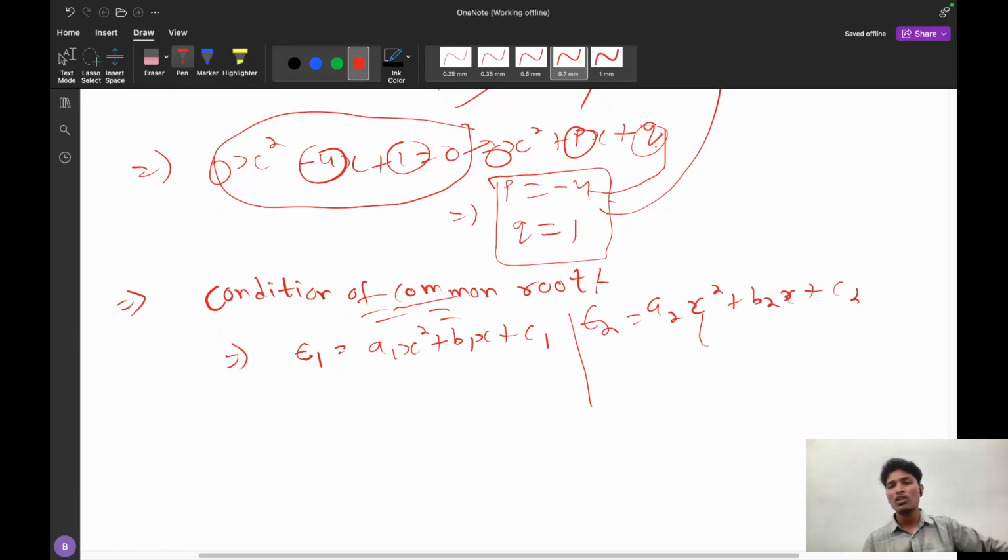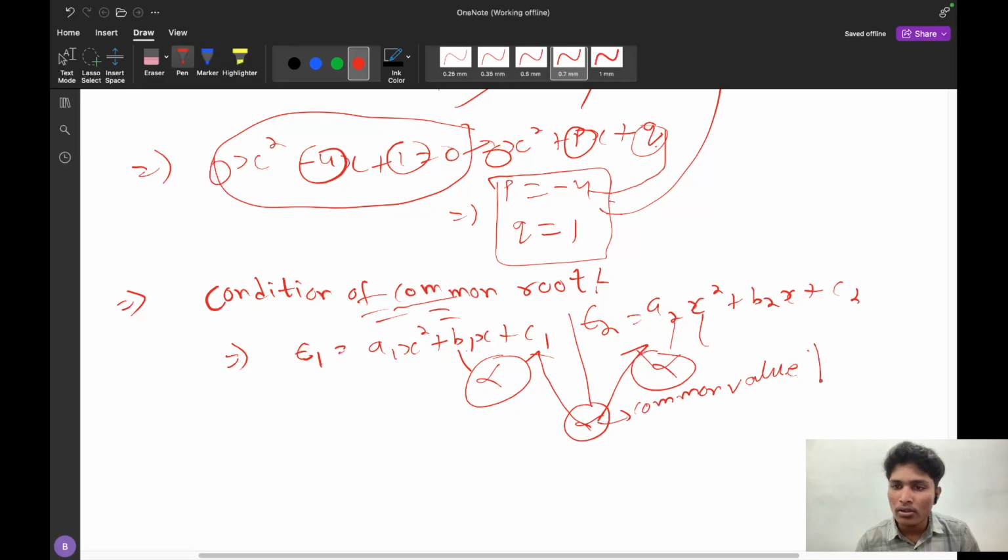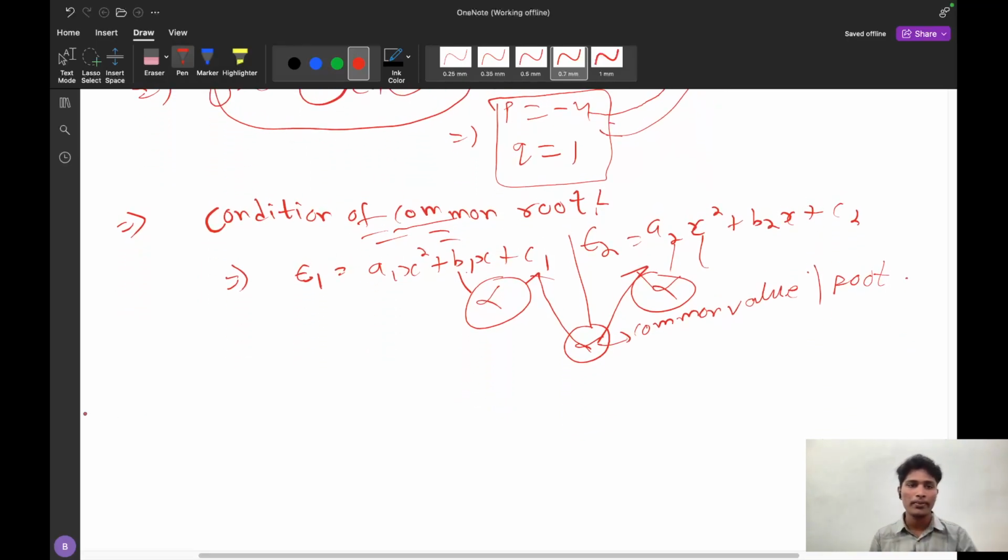If these are the two equations, when will we say the root of these equations is common? Suppose there is a value alpha, it is satisfying equation 1 and it is satisfying equation 2. If any value is satisfying both the equations, then that value is said to be the common value, or you can say common root. Yes, this is a main important thing.